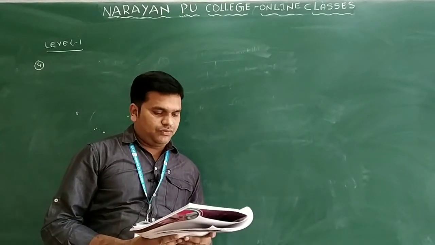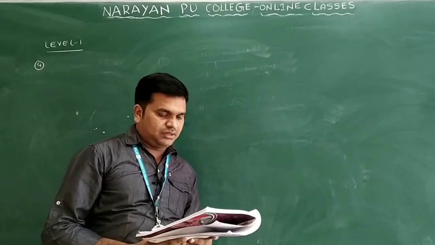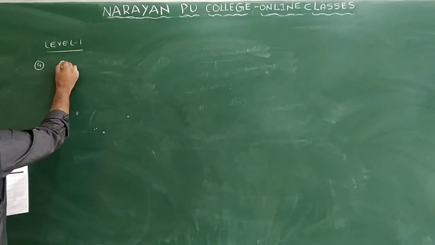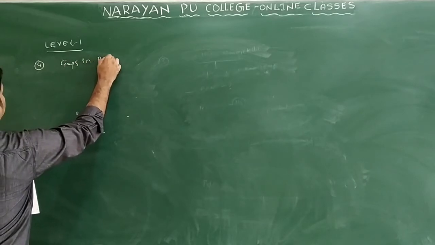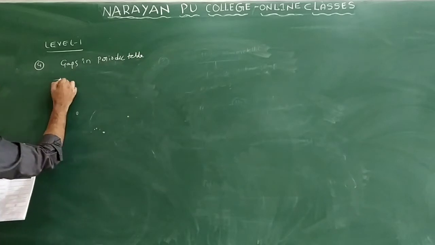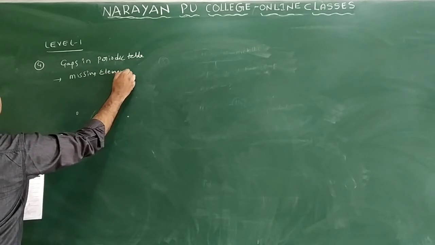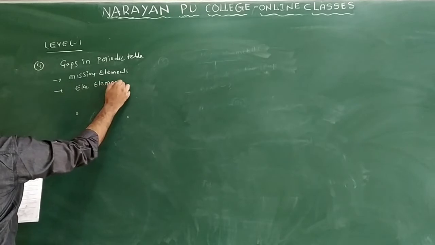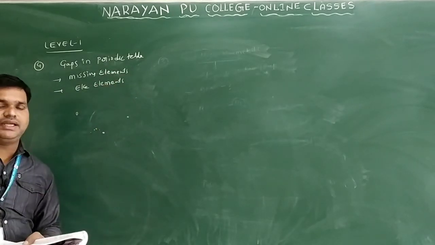Question number 4: the places that were left empty by Mendeleev for a few elements. In the Mendeleev periodic table, Mendeleev left some gaps. Those are called missing elements. These missing elements are called Eka elements. So the elements they discovered here are Eka elements only.